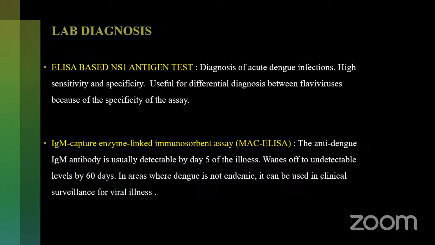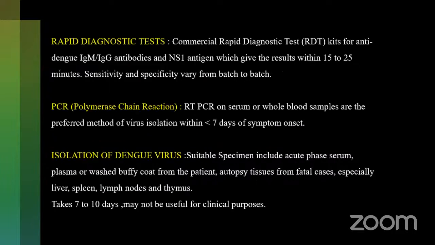Demonstration of IgM antibodies by the ELISA technique, the MAC ELISA technique, can also be used. That is, between day 5 and day 60, these antibodies are detectable only by day 5 of the illness. In areas where dengue is not endemic, it can be used for clinical surveillance as well. Commercially available rapid diagnostic tests that can detect IgM, IgG antibodies or the NS1 antigens can also be used, which give results within 15 to 25 minutes. But then the sensitivity and specificity of these tests are quite variable.